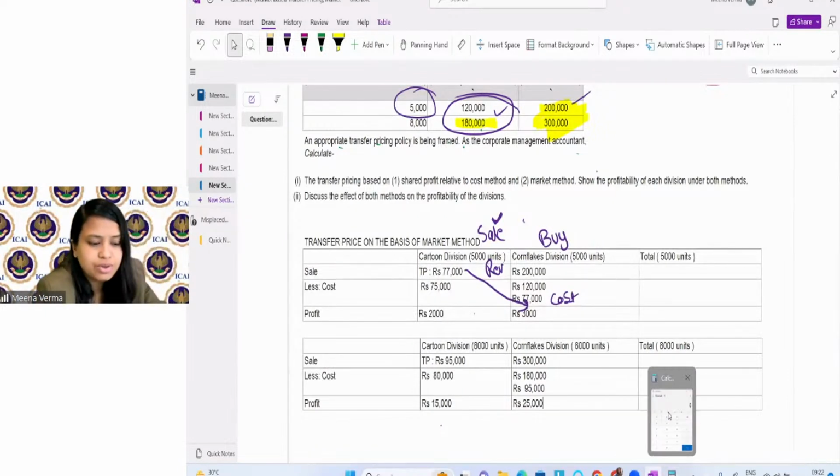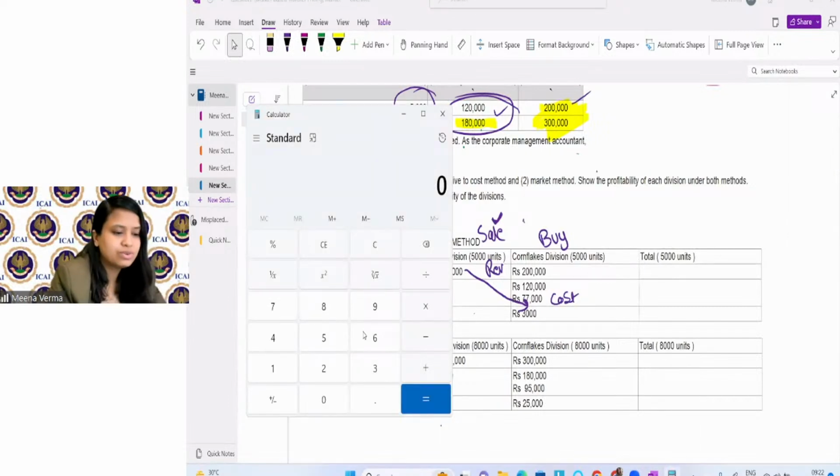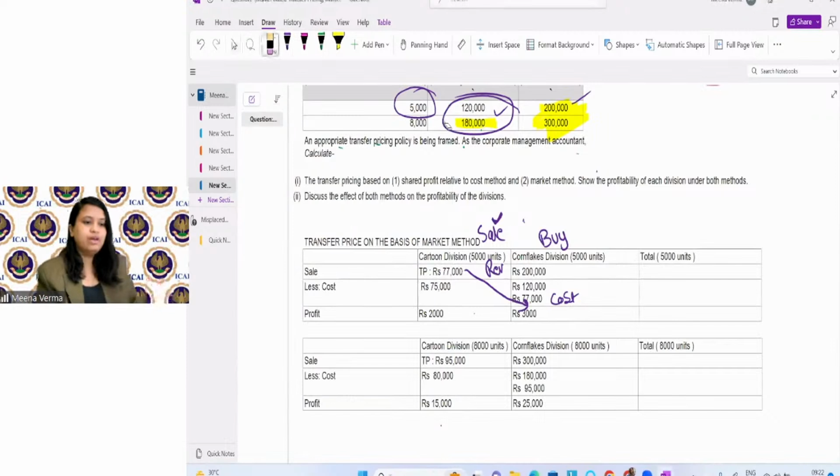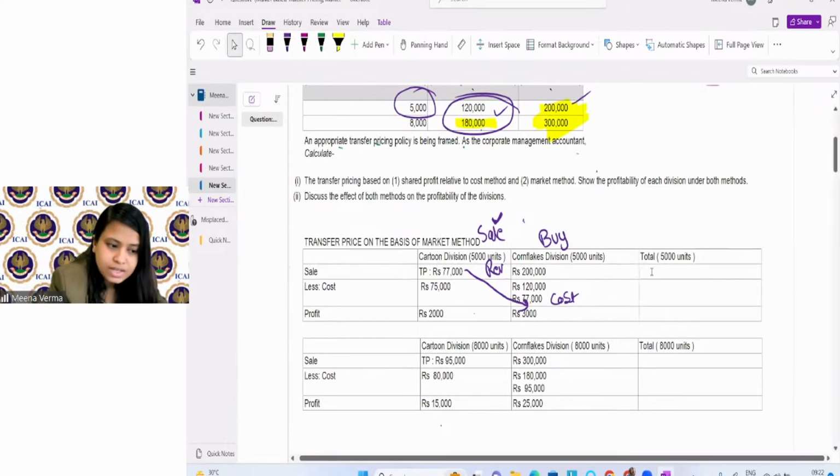Okay, I'm just confirming it because I've done it in my mind. So I'm just confirming that this is correct or not. Okay, 2 lakh minus 120 minus 77,000, 3,000. Okay, 300 minus 180, 25,000, correct. All right. And similarly, you can find the total profitability of the entire organization also.